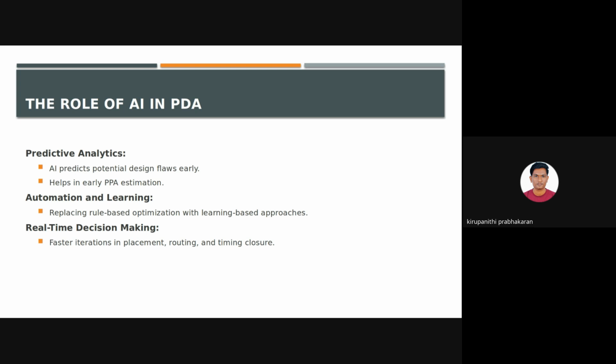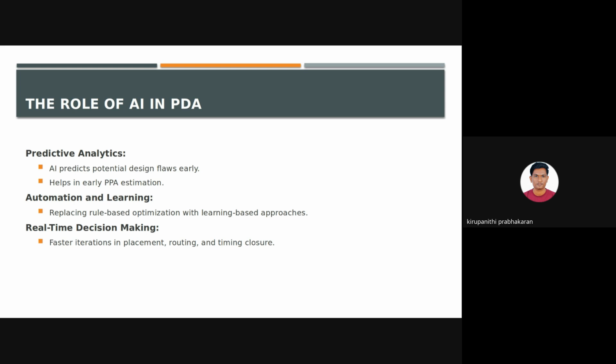Assisting the PPA estimation, that is power, performance, and area. These are the key metrics in chip designs. AI models analyze historic designs and simulate the future scenarios to estimate the PPA metrics, guiding optimization efforts. This early estimation helps ensure the design stays on track to meet its goal without unnecessary iteration. The benefit is that it accelerates the design process by catching the potential issues early and reducing the risk of missing critical deadlines due to late stages.